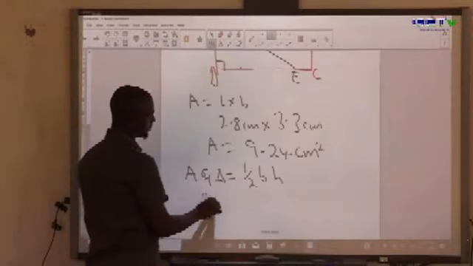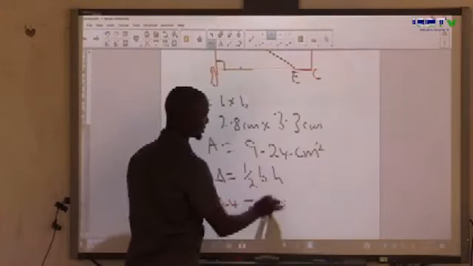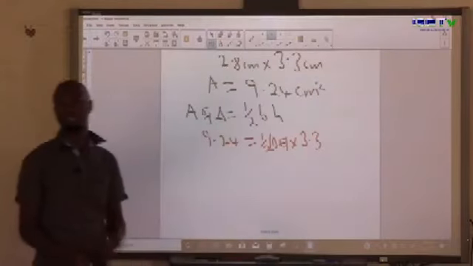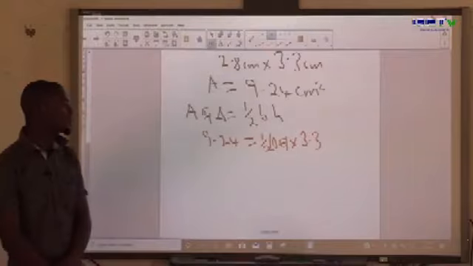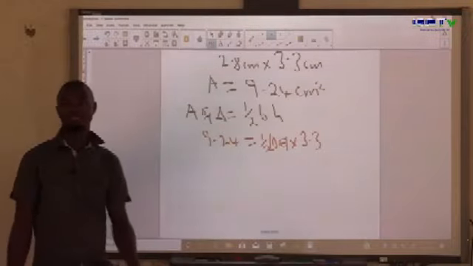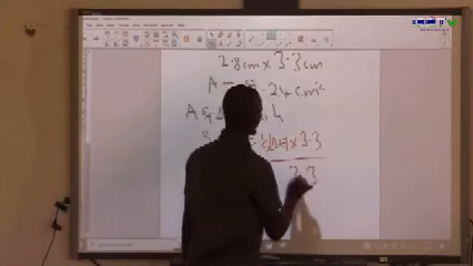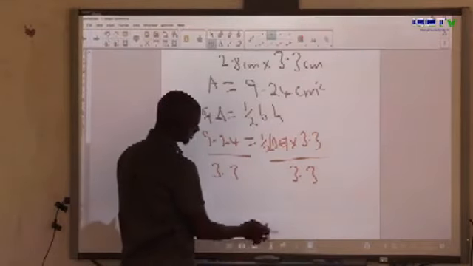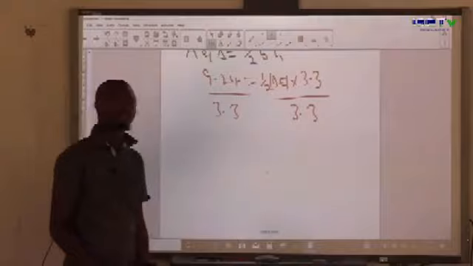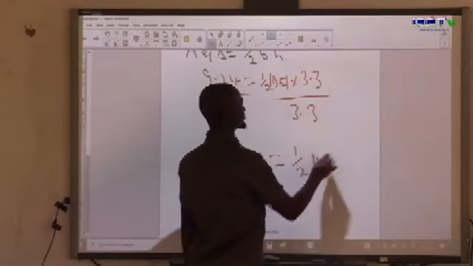So that will give us 9.24 is equals to half base, that is DE, times the height, that is 3.3. What can you do? You can divide both sides throughout by 3.3. How much do you have? 9.24 divided by 3.3, that will give you 2.8 is equals to half DE.